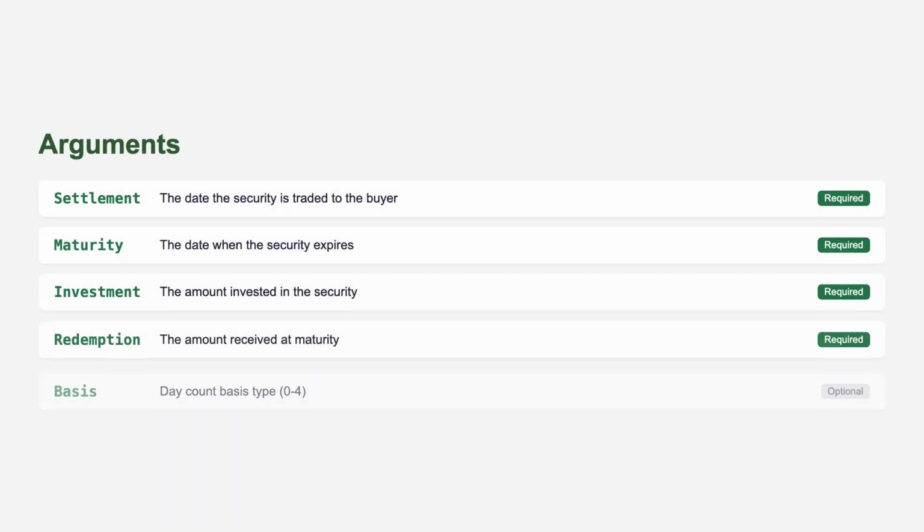There are 5 arguments: settlement, the date the security is traded to the buyer; maturity, the date when it expires; investment, the amount invested; redemption, the amount received at maturity; and basis, an optional day count basis type from 0 to 4.